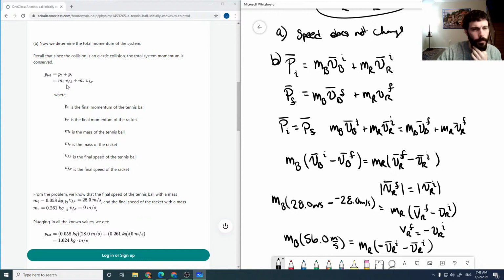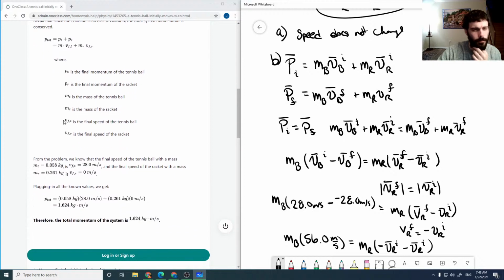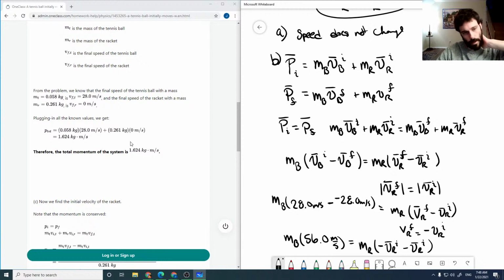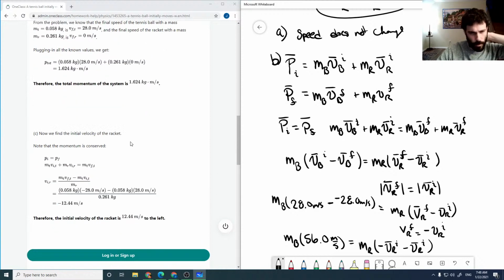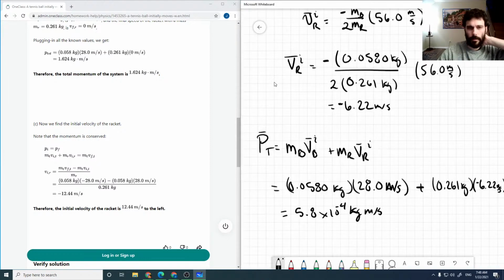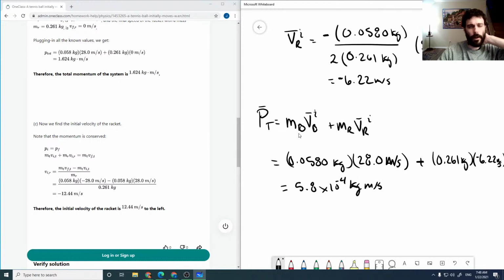So we can either use, so here they've used the finals, and the final speed of the tennis ball is 28. They've set it to 0, but that doesn't make any sense, because if the speed isn't changing, then why would it be 0? That sounds like the speed is changing. And so the total momentum is 1.6, so that's a little high, since I've got 5.8.